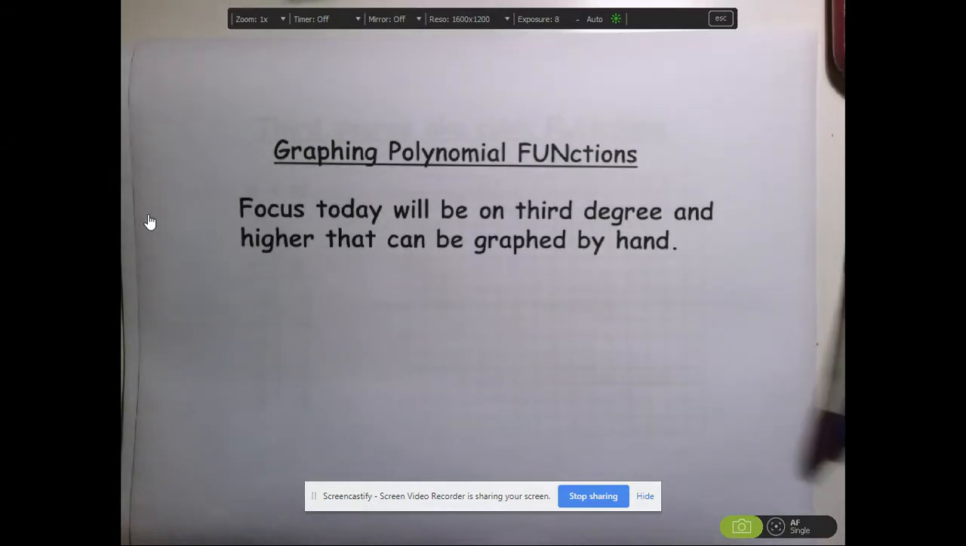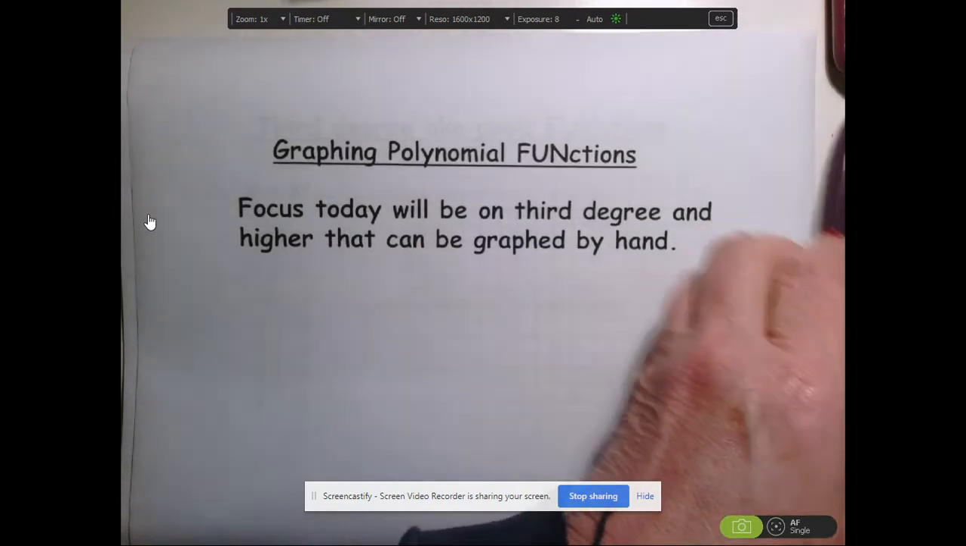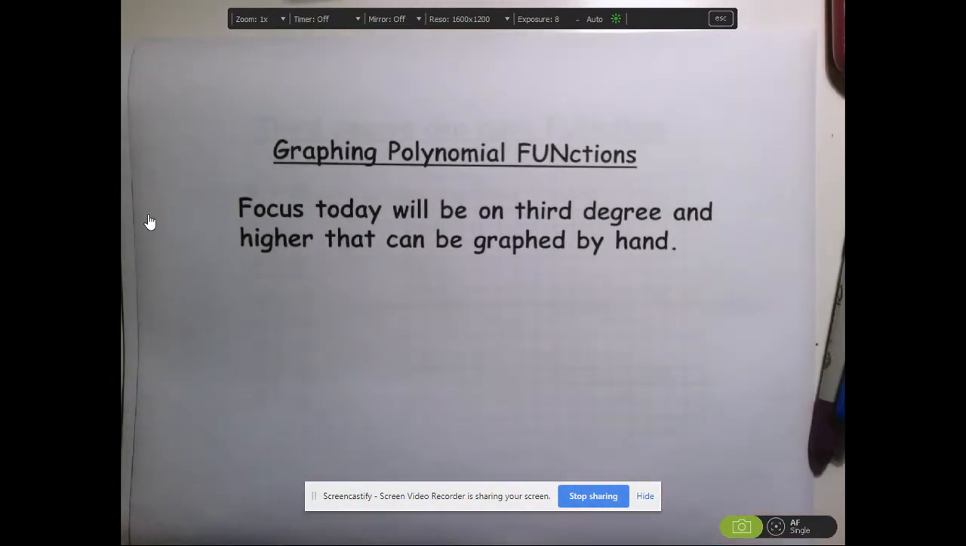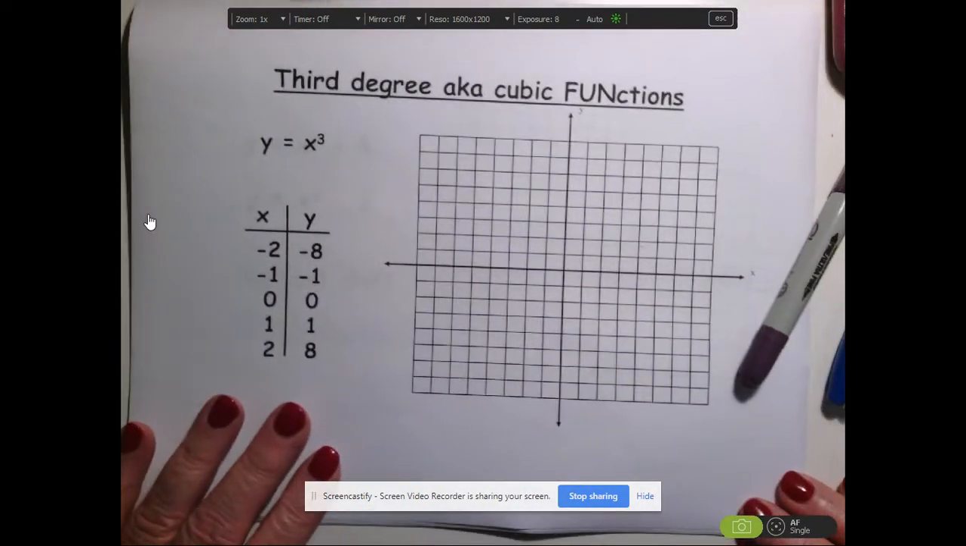Okay, today we're going to be talking about graphing polynomial functions, and we're going to first talk about graphing them by hand. So we're going to start with an x to the third function.